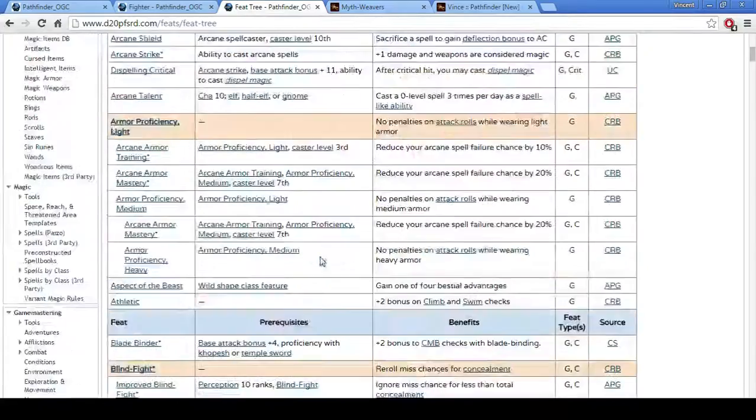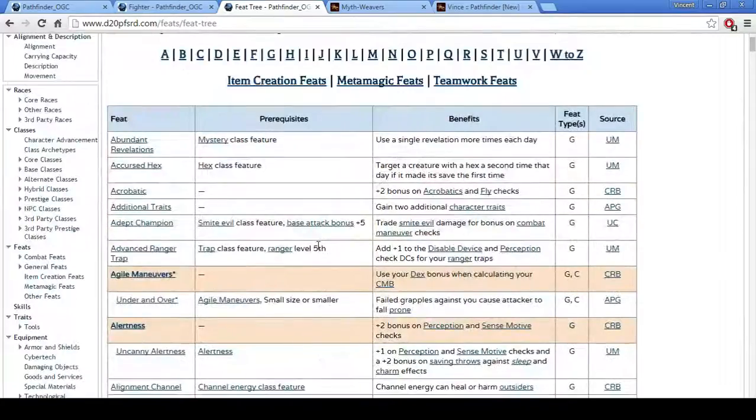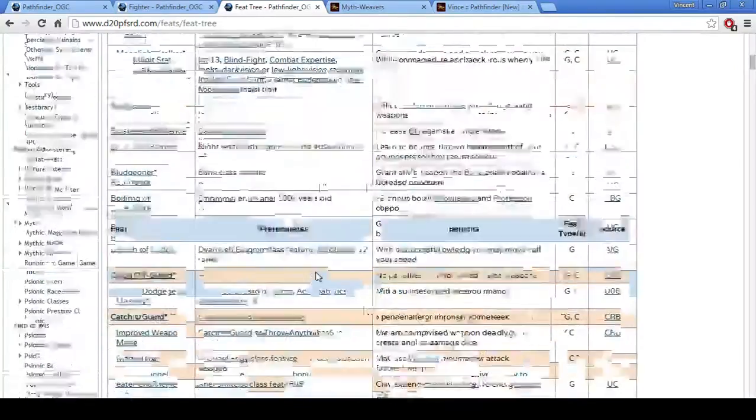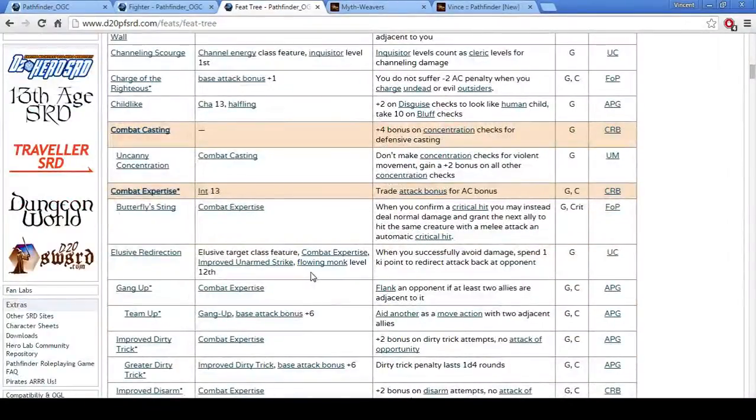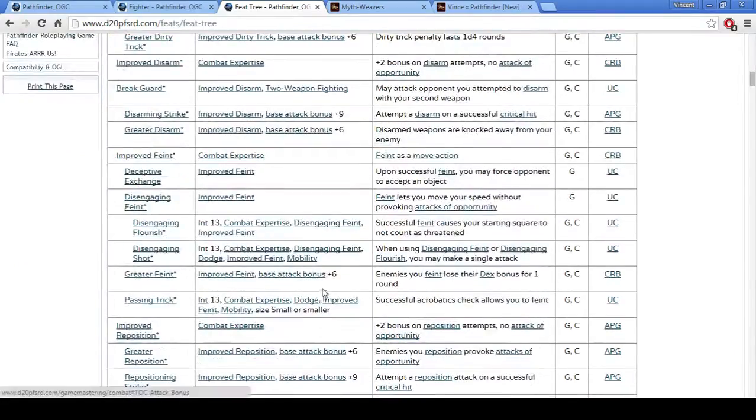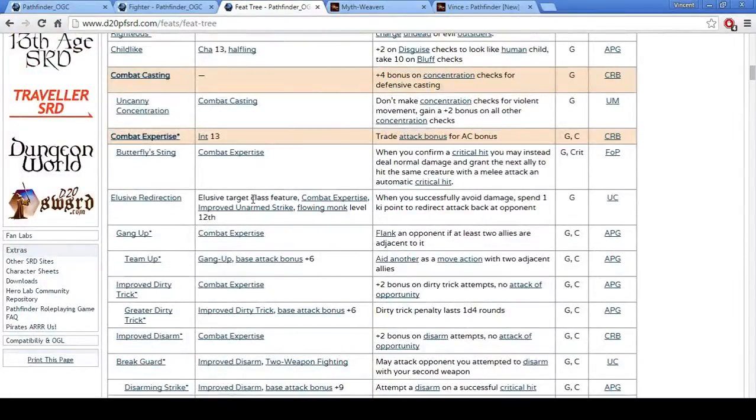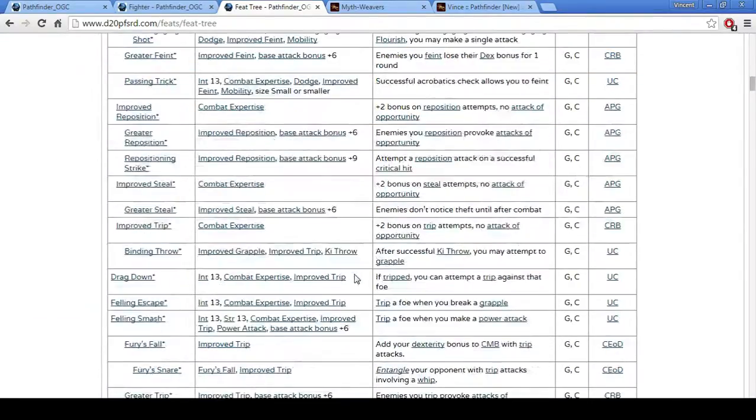So what I recommend is, if you're playing a fighter, watch my fighter video, and I'll give you some suggestions for these. But in general, don't forget, every first level character gets a feat, so you're at least going to be picking one of these. The reason I like the feat tree is that it says here Combat Expertise. It requires that you have an Intelligence of 13. Cool. And then all of the stuff underneath it is stuff that requires Combat Expertise as a prerequisite. So you can't take Butterfly's Sting without getting Combat Expertise first. All right, makes sense. Not too complicated.